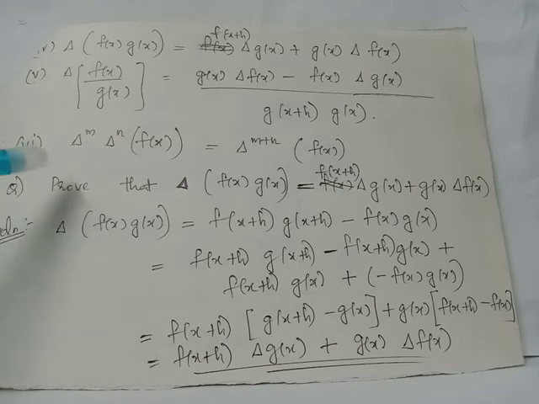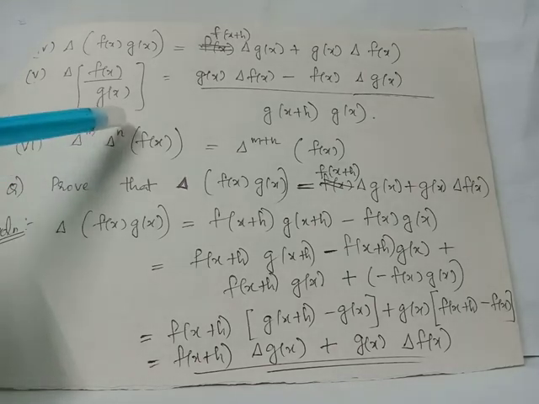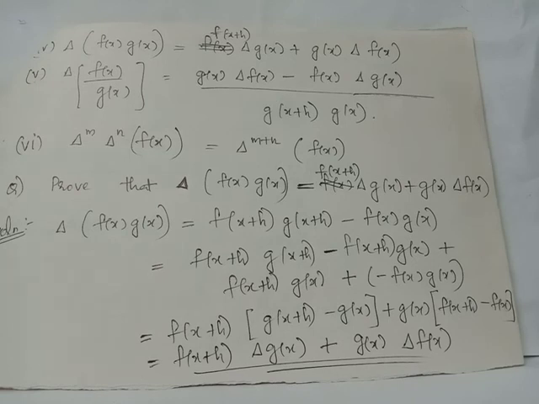Another property: delta raised to m into delta raised to n applied on f of x equals delta raised to m plus n applied on f of x. Delta raised to n is the forward difference operator of order n. Similarly, delta raised to m is the forward difference operator of order m. Delta raised to n applied on f of x means the forward difference operator is applied on f of x n times.